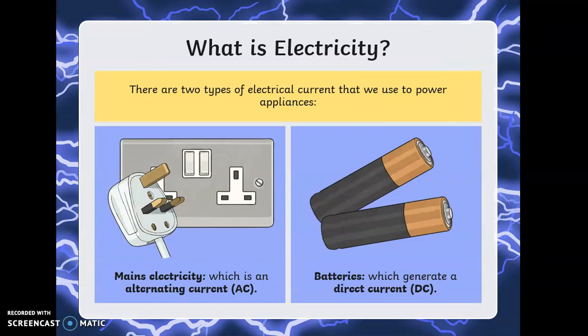So there are two types of electrical current we use. There's mains electricity, which is an alternating current, sometimes just shown as AC. And then there's batteries, which generate a direct current called DC.